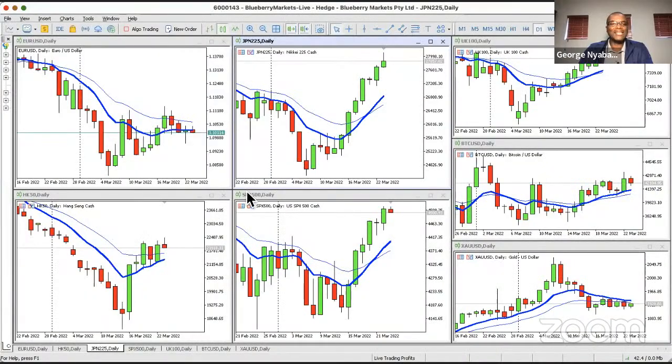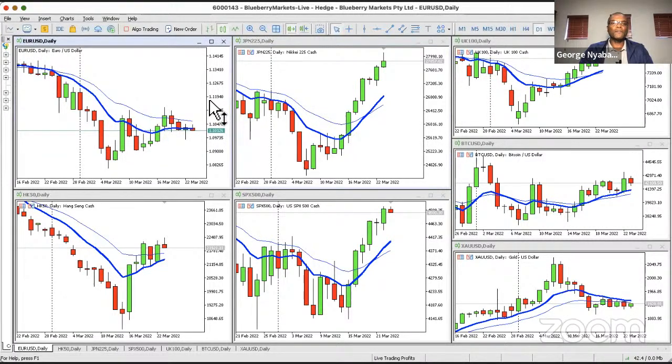Trust everyone's doing well. So just for a bit of clarity, let me share my MT5 so you can see what we're talking about. I haven't marked anything yet on the MT5 in terms of key levels of support and resistance. So that's probably something I'm going to do just for the higher time frame so that things don't get cluttered again. But this is what we're looking at in terms of the euro.